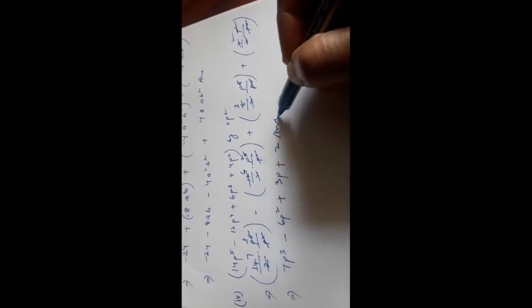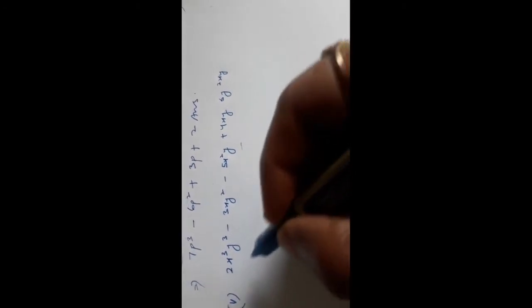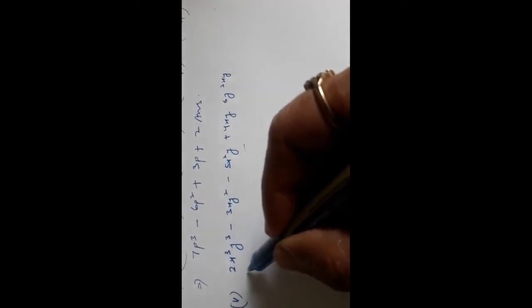Now come to the fifth part of question number 2. So the fifth part of question number 2 is 2x cube y cube minus 3xy square minus 5x square y plus 4xy, and we have to divide all these expressions by 2xy. So let's check out how to solve.